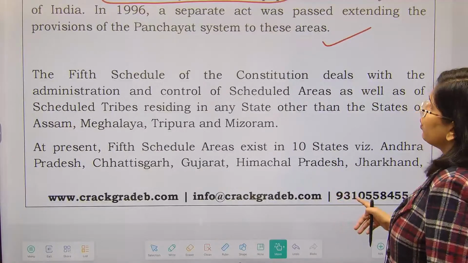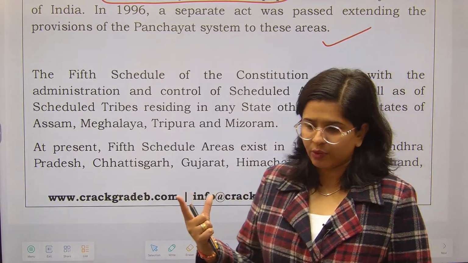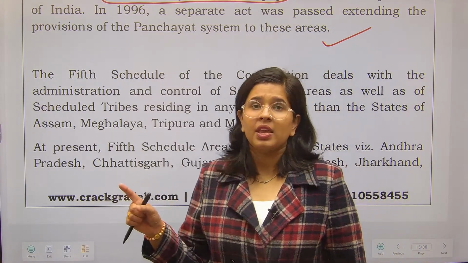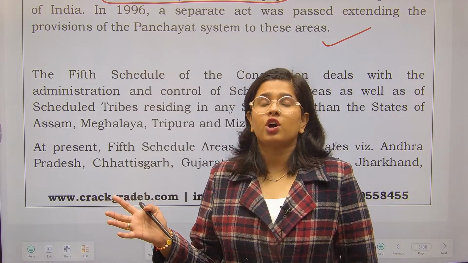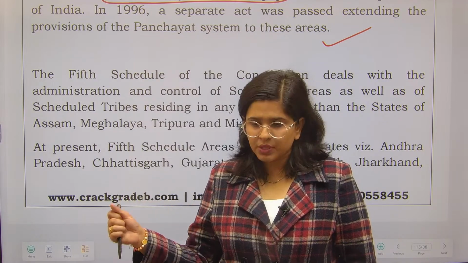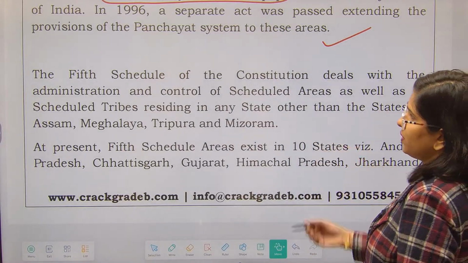Now, there are two schedules of the constitution, the fifth schedule and the sixth schedule, right? In the sixth schedule you will see the states of AM, TM, right? These are all the northeastern states: your Assam, Meghalaya, Tripura, Mizoram. Okay, that has been written over here.